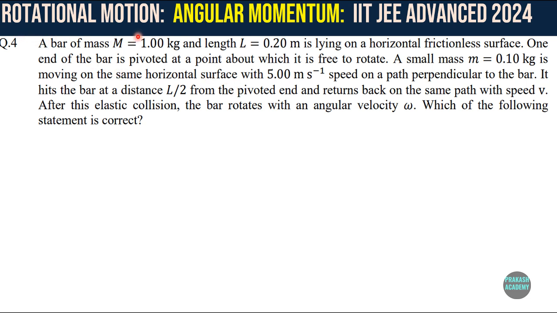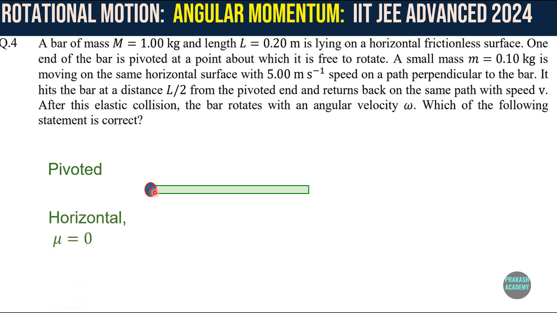This problem is from rotational motion and covers the concept of angular momentum and elastic collision. So a bar is given and one end of the bar is pivoted. So this end is pivoted, and this bar is kept on a horizontal surface and that surface is also frictionless, that is mu equals 0.